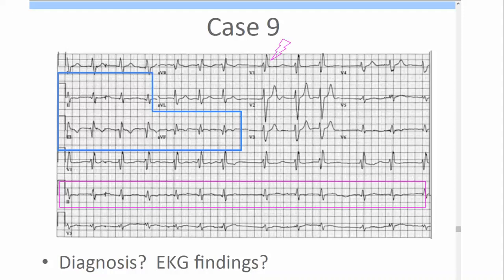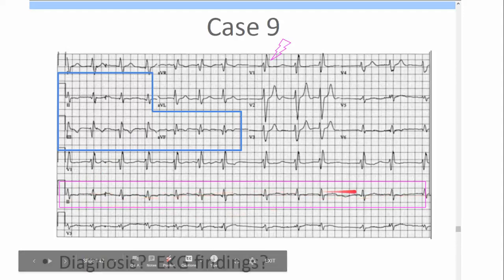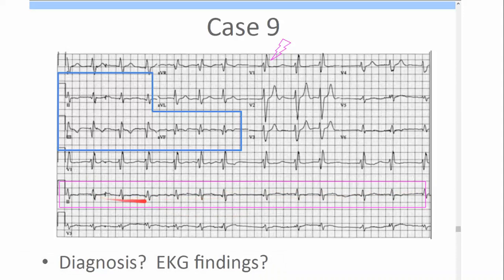So we see some abnormalities here. The first thing you see is something that looks irregular. We always look for whether it's regular or not, and whether it's regularly irregular or irregularly irregular. In this case, it's irregularly irregular. And we look for our PR intervals. We don't even see reproducible PR intervals.